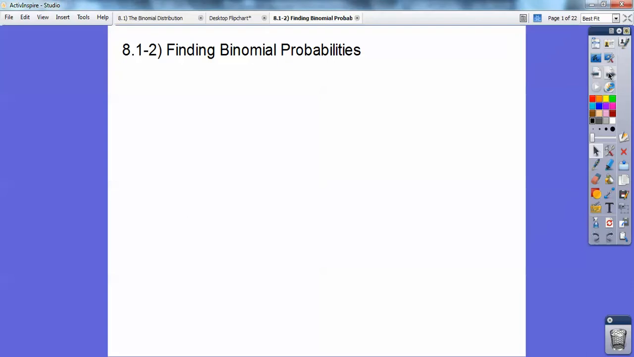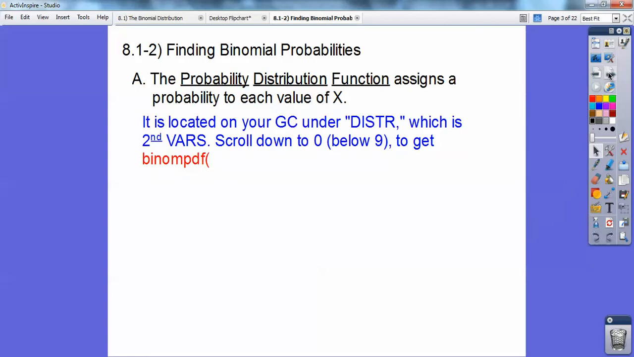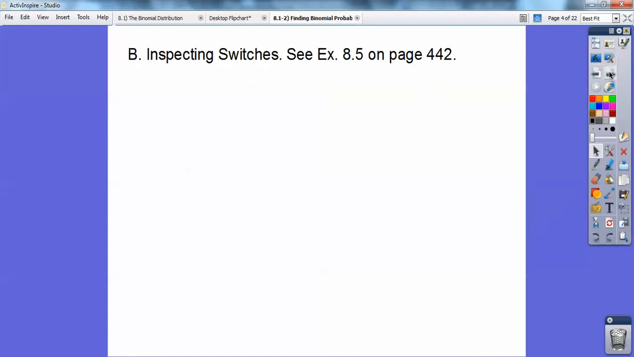Alright, let's begin. The probability distribution function assigns a probability to each value of x, and it's located in this GC, the graphing calculator, under distr, which is distribution, in the second function's vars. If you scroll down to number 0, which is below number 9, you get binomial PDF in a parenthesis right there. So locate that on your calculators, boys and girls. Then we'll go ahead and start one of these.